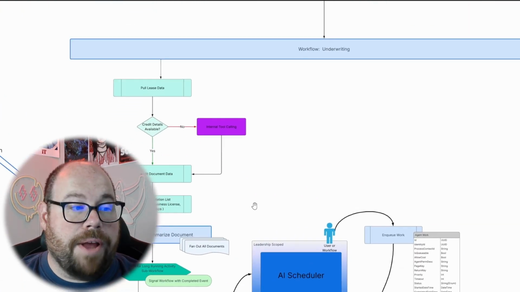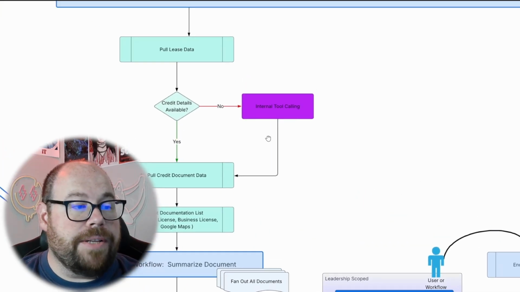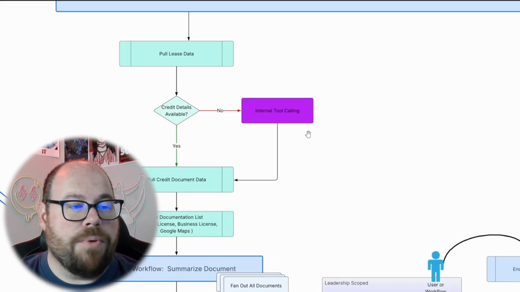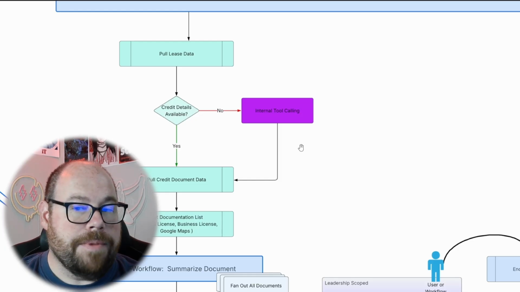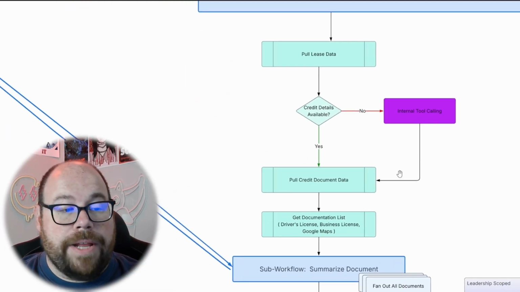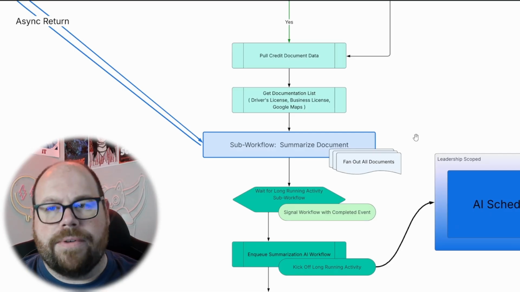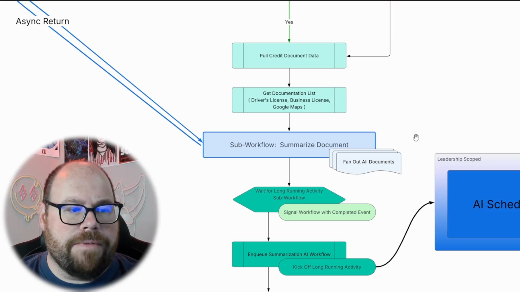The main underwriting process is to pull our lease or deal data and check if our credit details are available. If they're not, we'll use internal tooling to go get them. Once they're available, we'll pull our credit document. We'll get all of our documents list. All of our documents list includes driver's licenses, business licenses, contracts, Google Maps, any web search information.